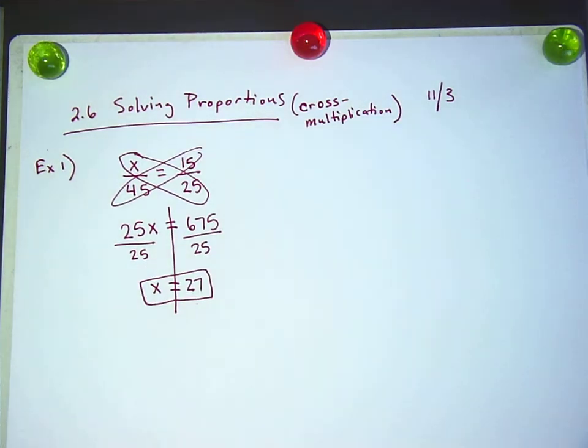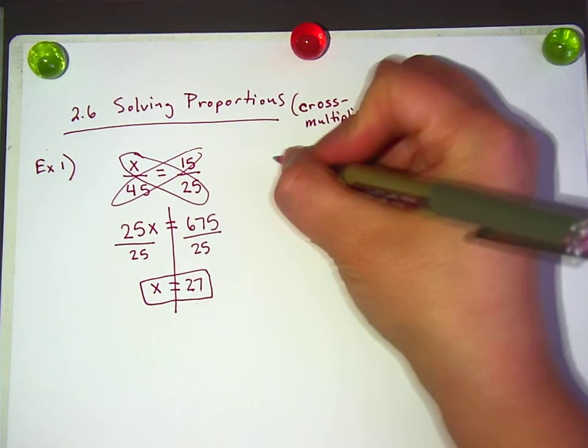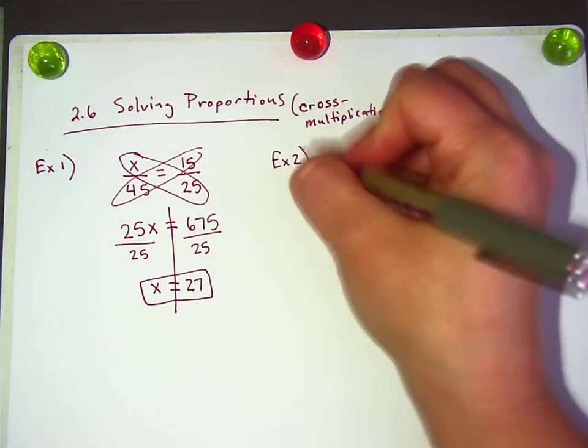Okay, we could do this really slow by slowly multiplying by 45 and then slowly multiplying by 25 and canceling out, but this goes a lot faster. And it only works when you have a fraction equals a fraction. Okay? All right, so example 2, this is the one you're going to win a prize for with your partner.